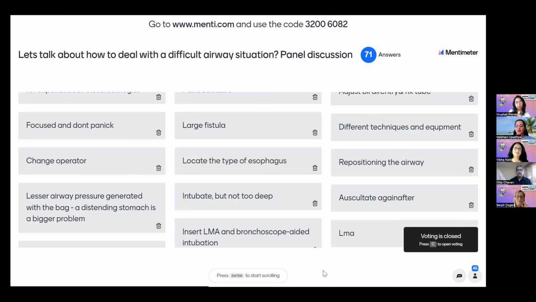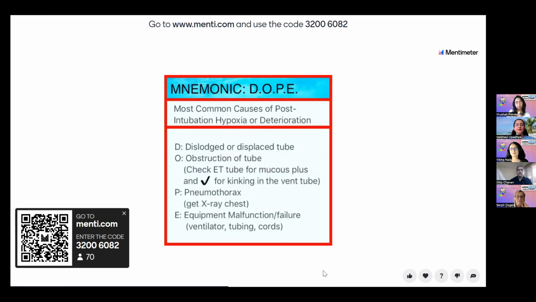Absolutely. Thank you, panel. I think what they mentioned was a mnemonic called DOPE, where post-intubation hypoxia or deterioration could be ruled out with this cognitive aid, where D is for dislodgement or displaced tube, O is for obstruction due to kinking or a mucus plug, P is for pneumothorax, and E is for equipment malfunction. So we go through a check, and as we can see here, largely our case revolves around the D, that the tube is not in the trachea. Okay, so that's something that is causing trouble.